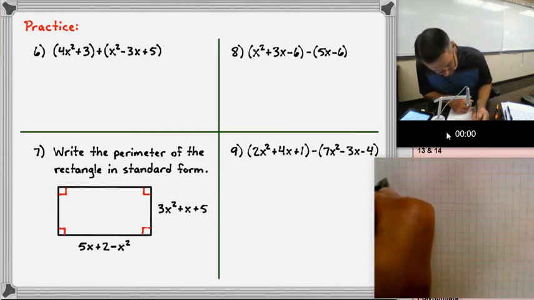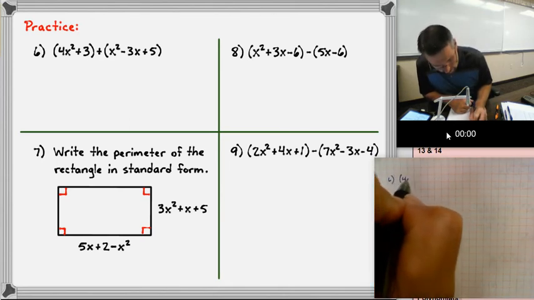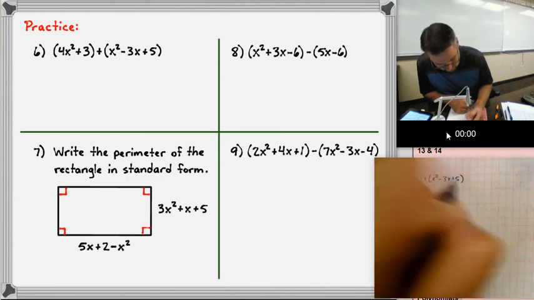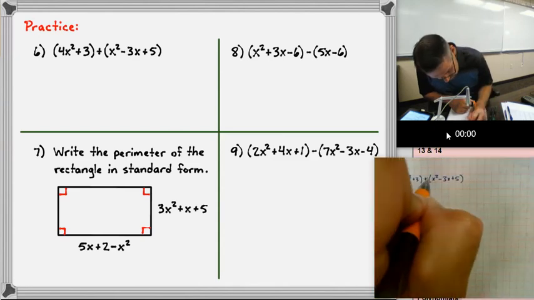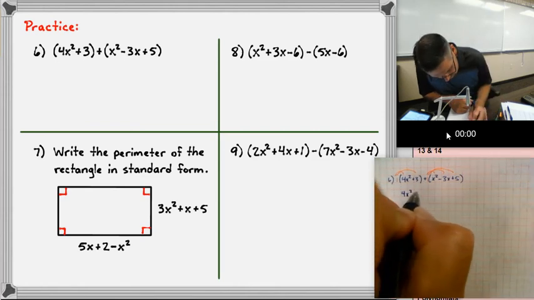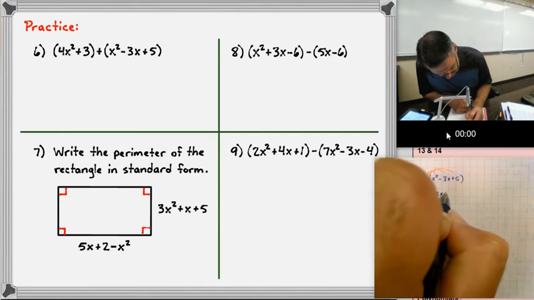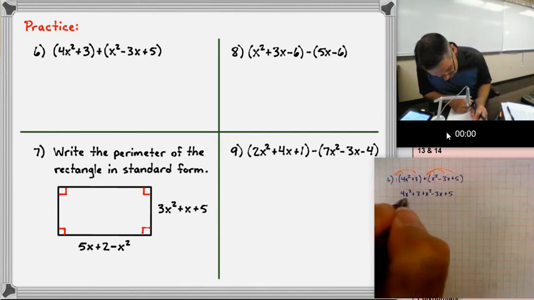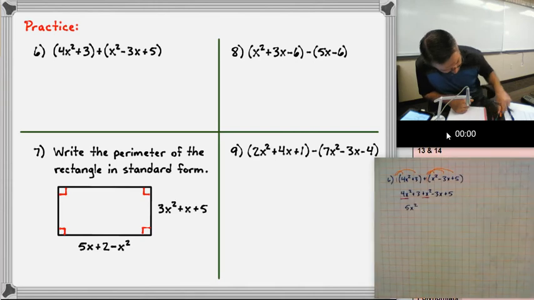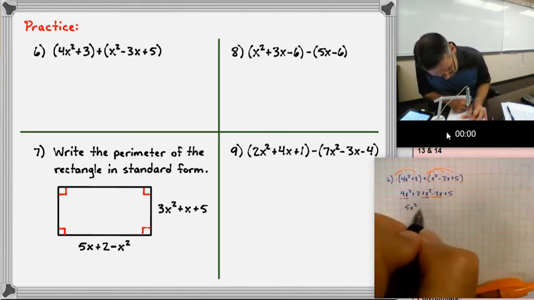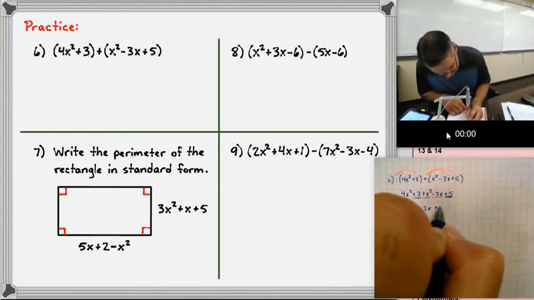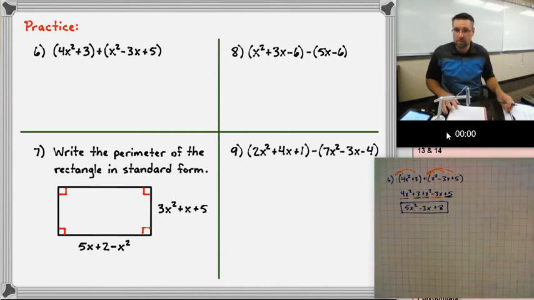All right, for number 6, we have (4x squared plus 3) plus (x squared minus 3x plus 5). So we're going to put the 1 out front and distribute on all of these. Okay, and so we end up with 4x squared plus 3 plus x squared minus 3x plus 5. Now we'll combine like terms, so we've got a 4x squared and an x squared. That makes 5x squared, okay? And then we have a negative 3x, so that's going to be negative 3x there. And then we have the 3 and the 5, that makes 8. So that is number 6, okay?